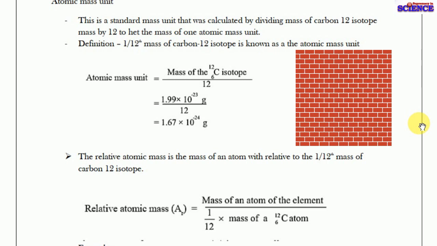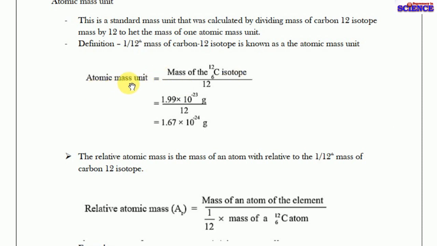So what are we going to do? We are going to find how many bricks are there, how many atomic mass units are there for that atom. That will be the new scale to measure the quantity of matter in an atom. That's why I told you we can't measure it in grams. We need another scale. That scale is the atomic mass unit.